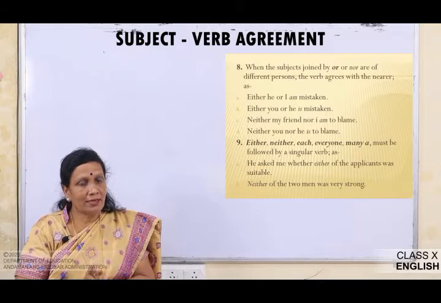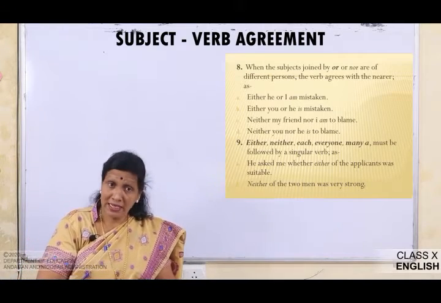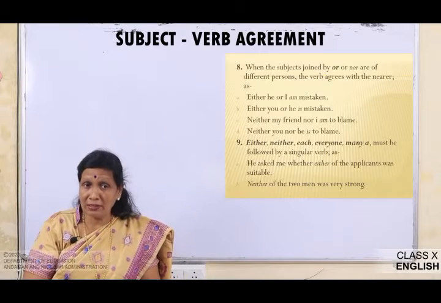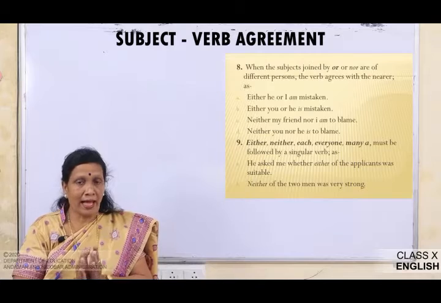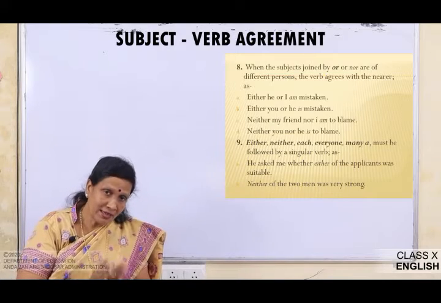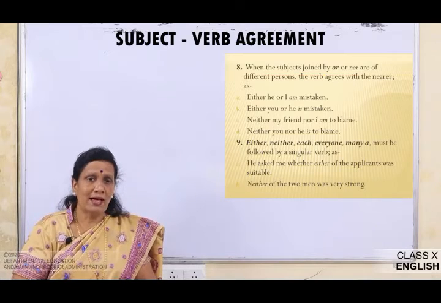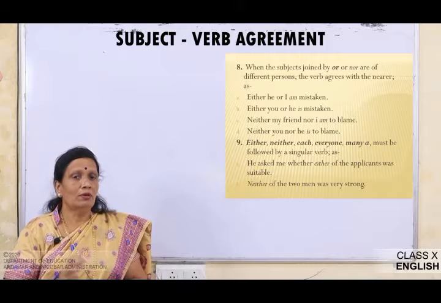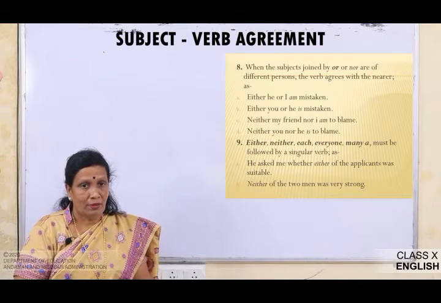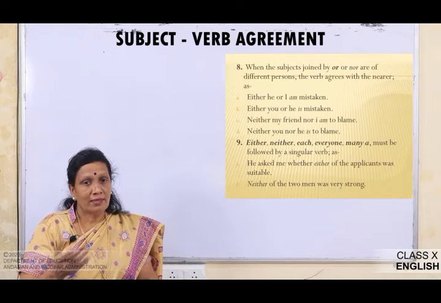Again, he is singular. So, we have used the singular verb is. Neither my father nor I am to blame. So, before am there is I, which is nearer, and I is singular. So, we use am. Now, neither you nor he is to blame. Okay. So, he is singular form.